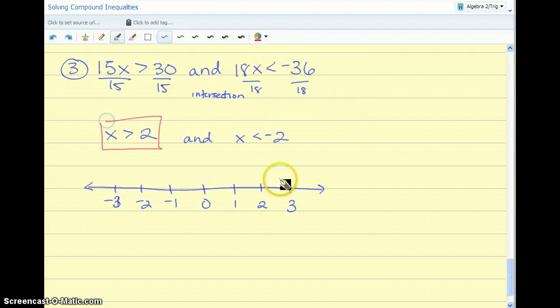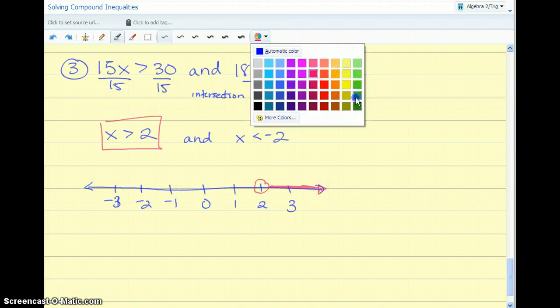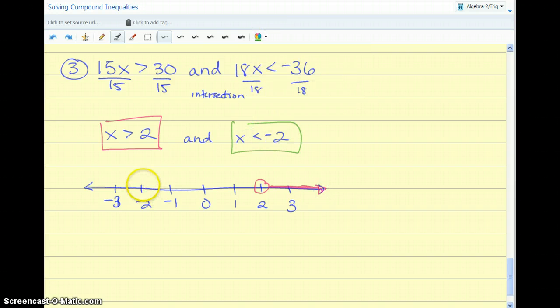If I graph this one, x is greater than 2. It's an open circle, greater than 2. If I graph this one, x is less than negative 2. Now, this is an and statement, and we said that and statements have to be intersections. So when I look at this, does the pink intersect the green at all? No, there is no intersection.